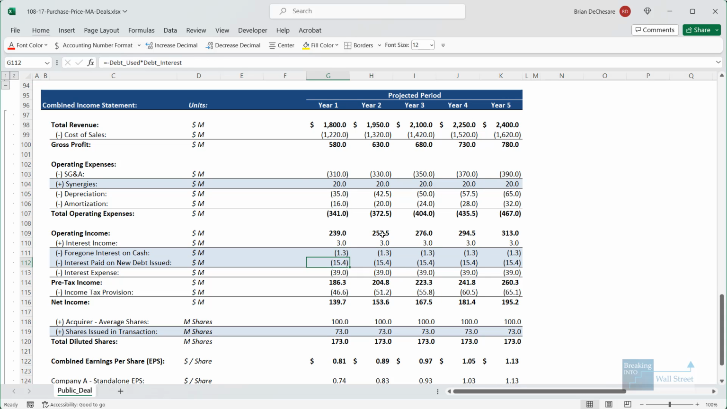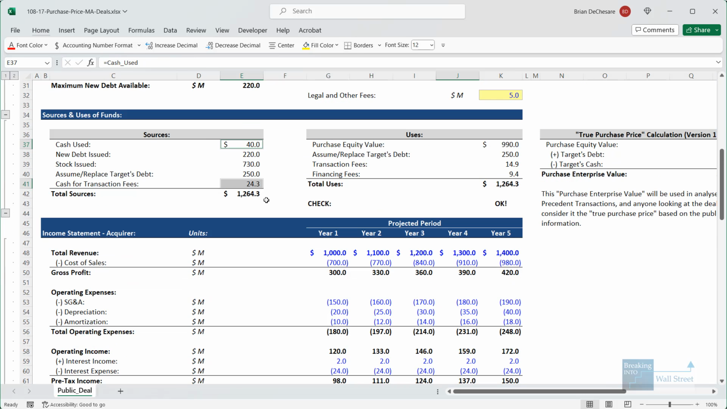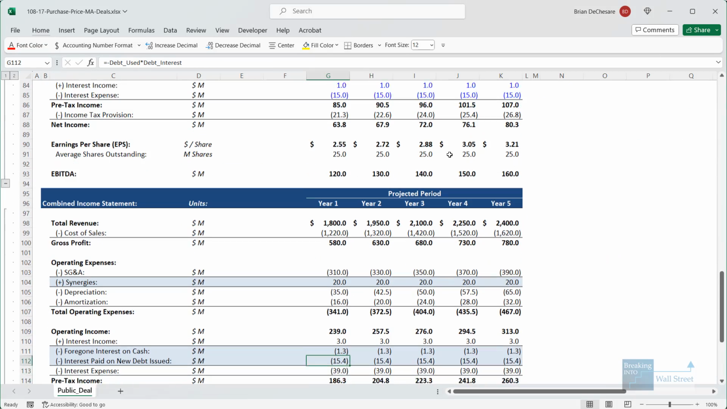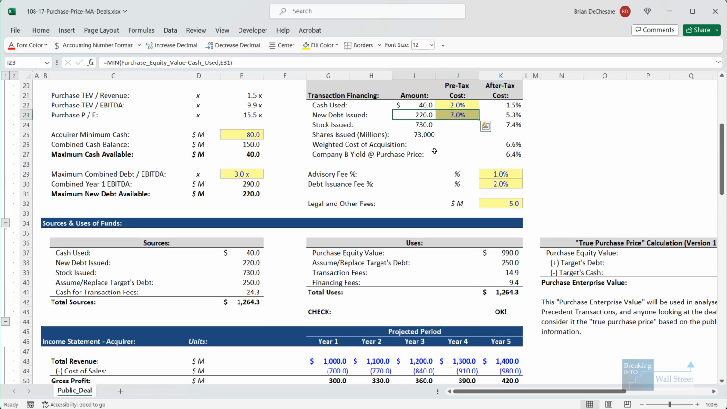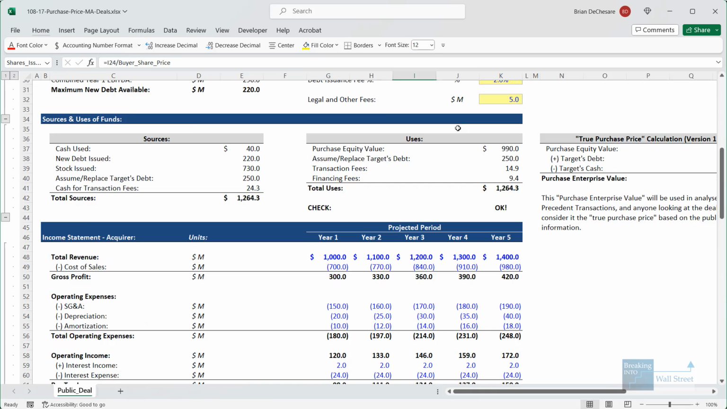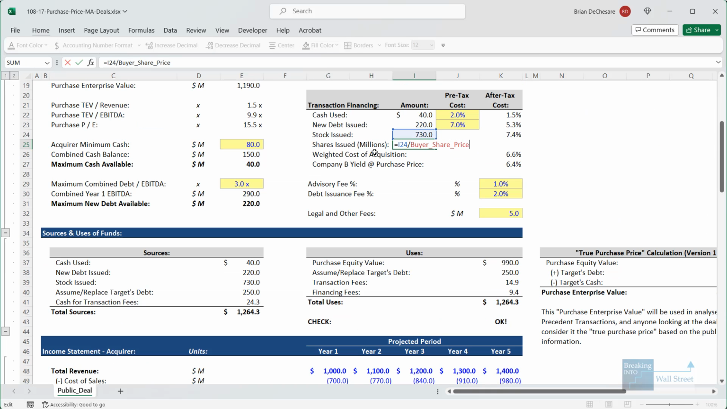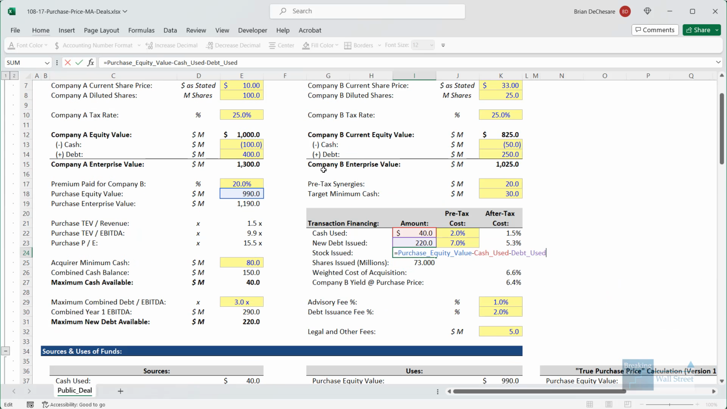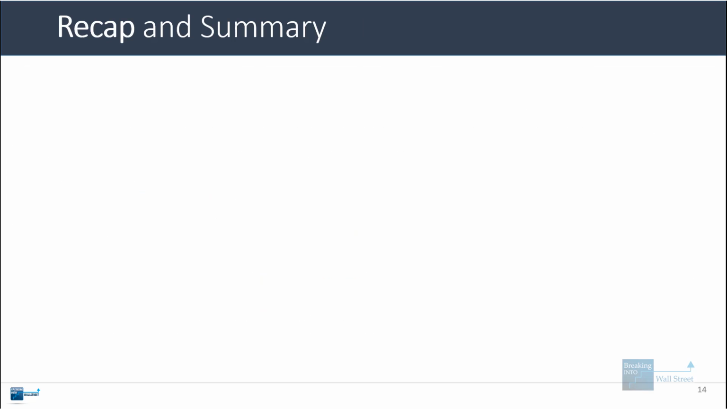So foregone interest on cash is based on the cash used to fund this deal times the pre-tax cost of cash. And then the interest paid on new debt issued is based on the new debt issued to buy the seller's shares times whatever the interest rate or coupon rate on that debt is. And then finally at the bottom, the shares issued in the transaction. If we go up here, this is simply based on the amount of stock issued, the dollar amount divided by the buyer's share price. And of course, the dollar amount of stock issued is in turn linked to the purchase equity value. So that's about it.